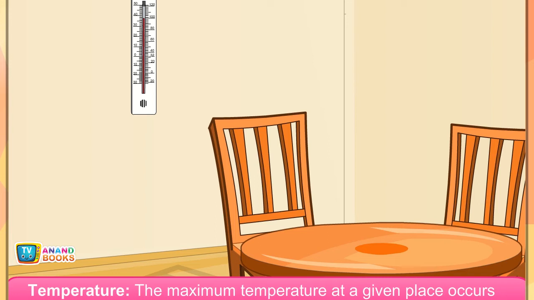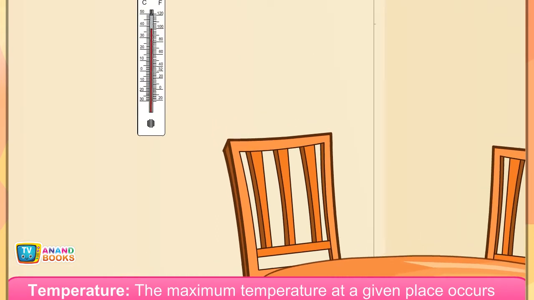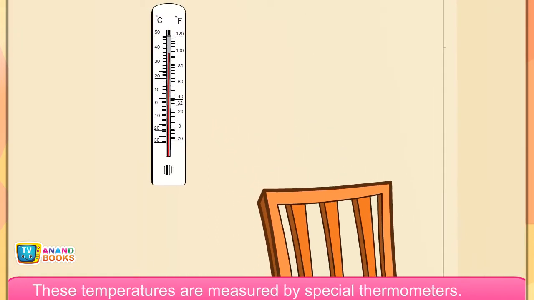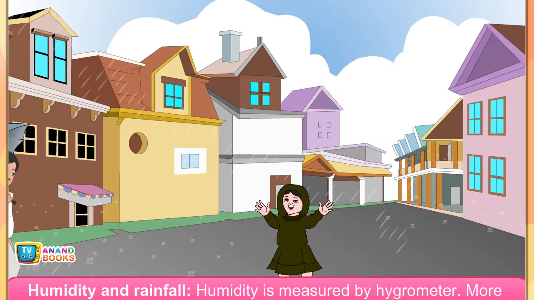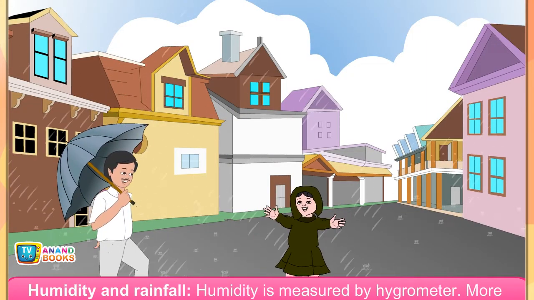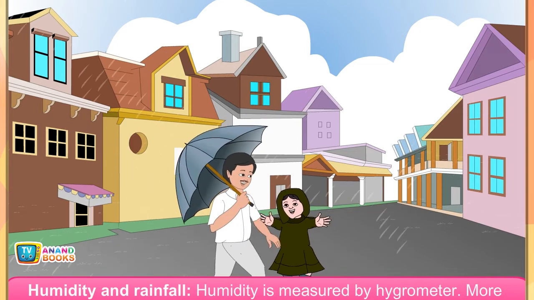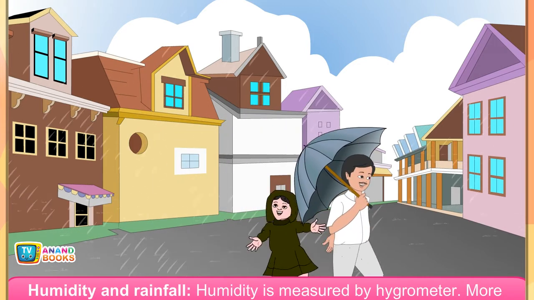Temperature. The maximum temperature at a given place occurs normally in the afternoon and the minimum in the morning. These temperatures are measured by special thermometers. Humidity and rainfall. Humidity is measured by hygrometer.